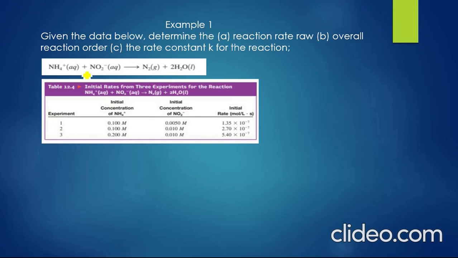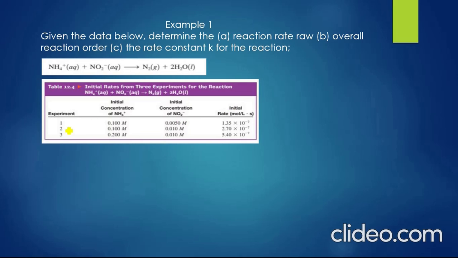Note that our main area of interest is just on the reactants, because I said rate law shows how rate depends on the concentration of reactants, not the products, but the reactants. So the table given below here is just showing the initial concentrations of the two reactants which are here, which is the ammonium ion and the nitrogen dioxide ion. And here we are having the initial rate.